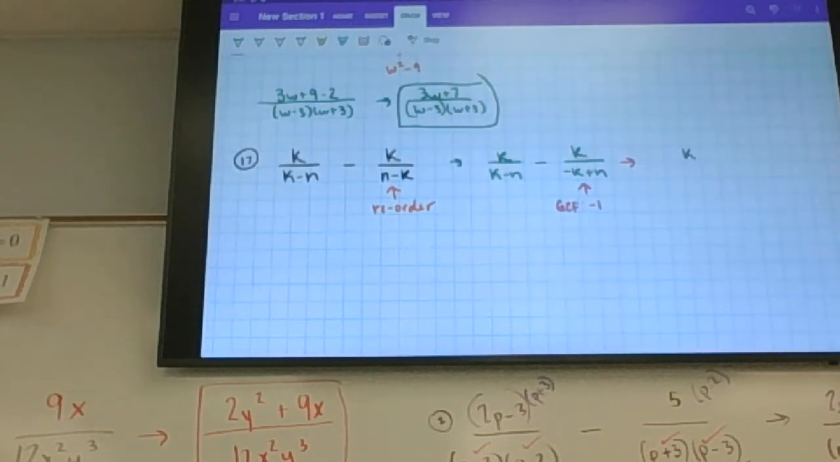Wait, so would the numerator be 0? Hold on, would it be 0? No. The numerator? Yeah, because it'd be negative K minus. Oh, never mind. So now, I reorder the second denominator, and then I take out a GCF of -1, and now I can see how similar the denominators are. This common multiple is a -1 out front of K minus N.